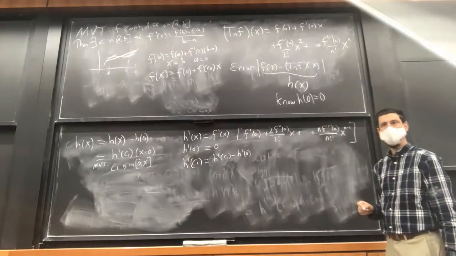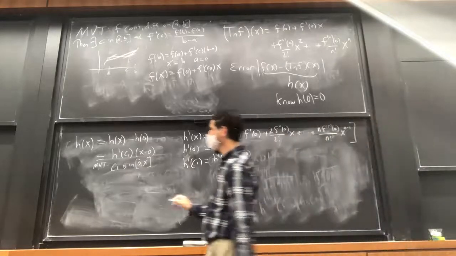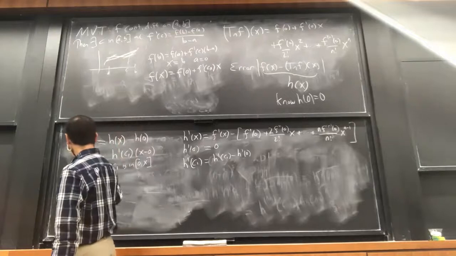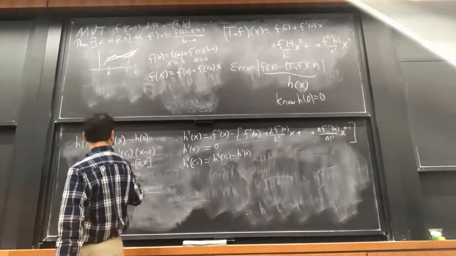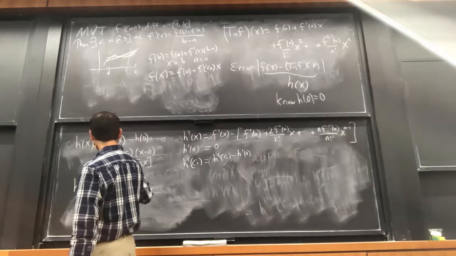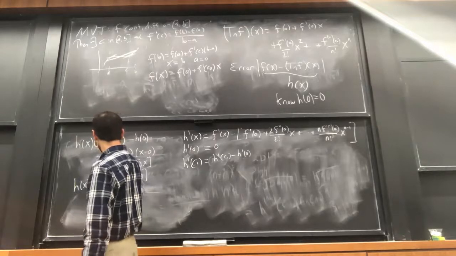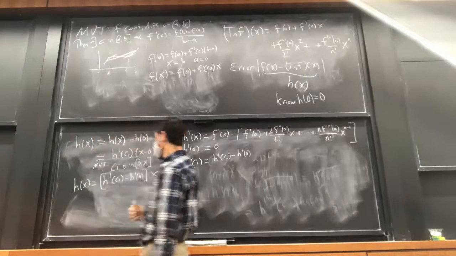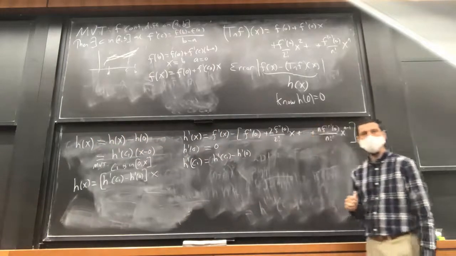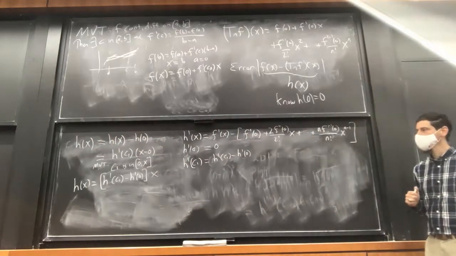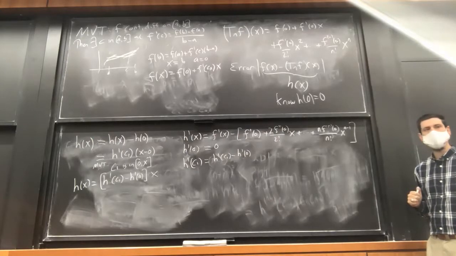Right? So my error, h of x, is going to be h prime of c1 minus h prime of zero times x. I'm just going through what's in the notes. How can we study h prime of c1 minus h prime of zero?